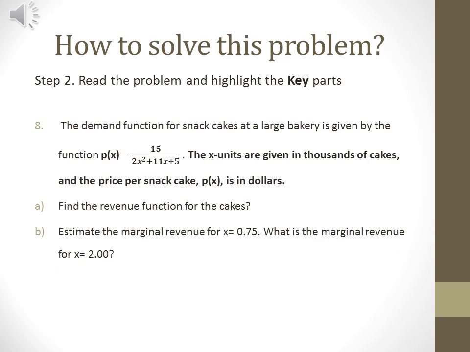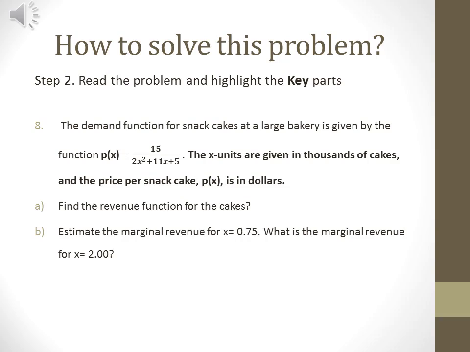Step number 2 is to read the problem and highlight the key parts. Again, the demand function for snack cakes at a large bakery is given by the function p of x equals 15 divided by 2x squared plus 11x plus 5. I have highlighted this. You need this function to solve the problem because we will be subbing in values, etc., to get our complete answer.